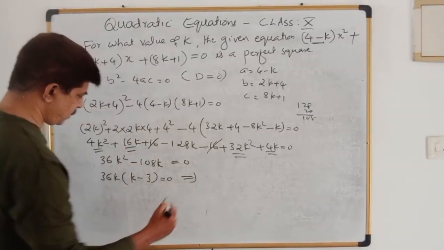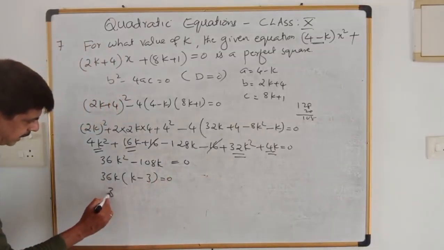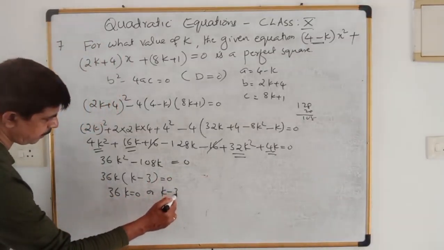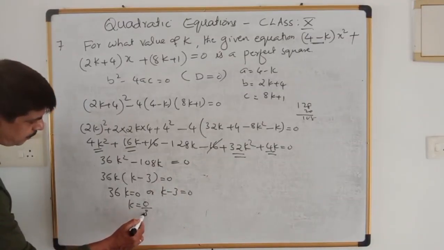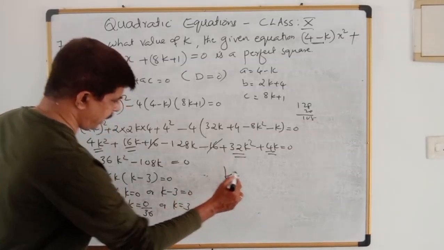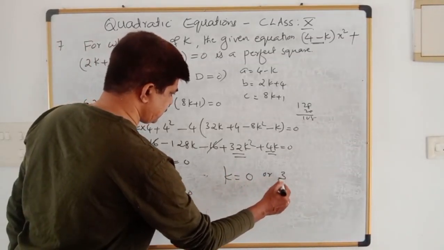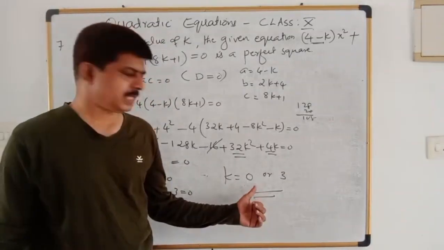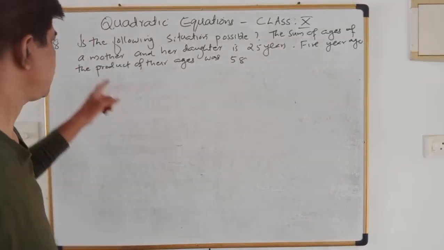So what are the values of k? We can write like that: 36k equal to 0 or k minus 3 equal to 0. So here k equal to 0 by 36, which is 0. Here k equal to 3. So we got two values for k: k equal to 0 or k is equal to 3. So the value of k is either 0 or 3. Is it clear?